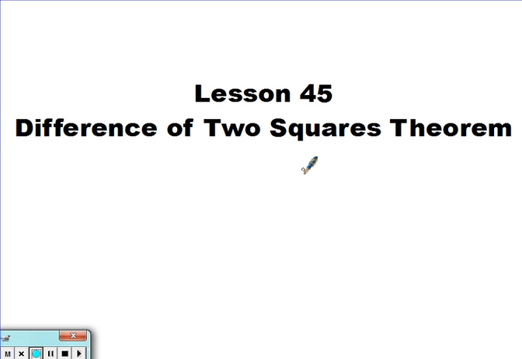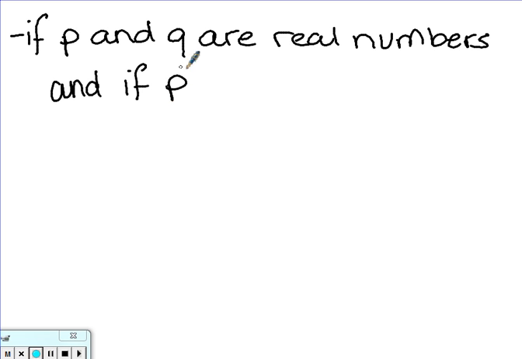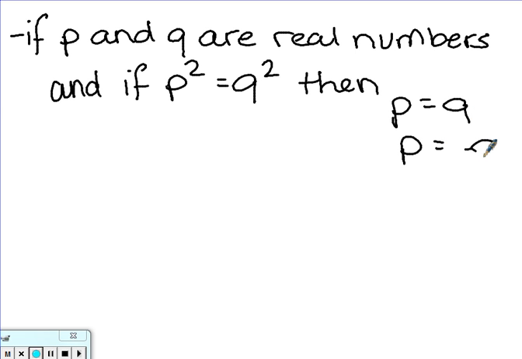Lesson 45, difference of two squares theorem. The difference of two squares theorem states, if P and Q are real numbers, and if P squared equals Q squared, then P equals Q, and P also equals negative Q.